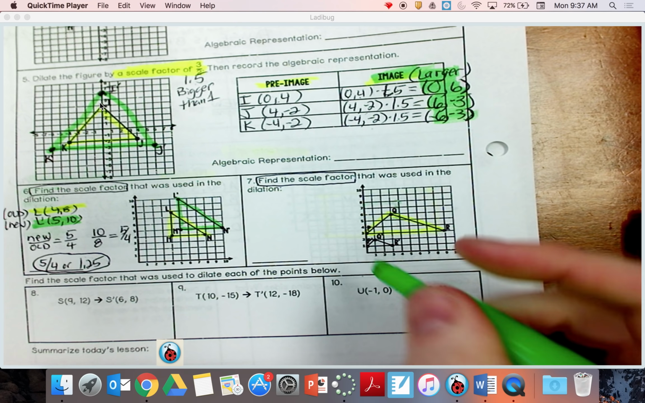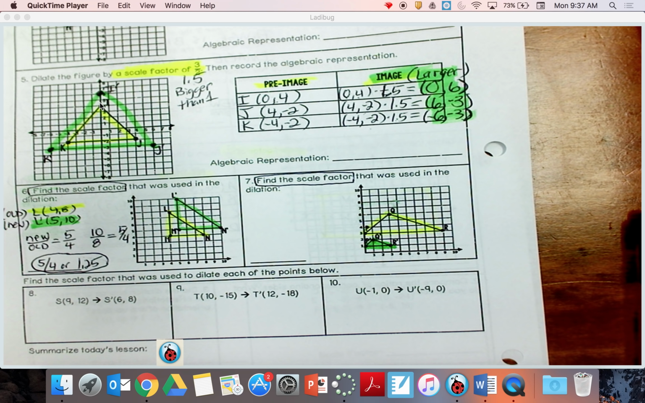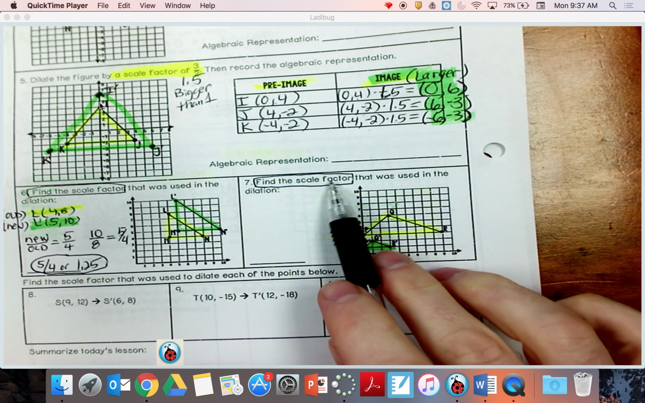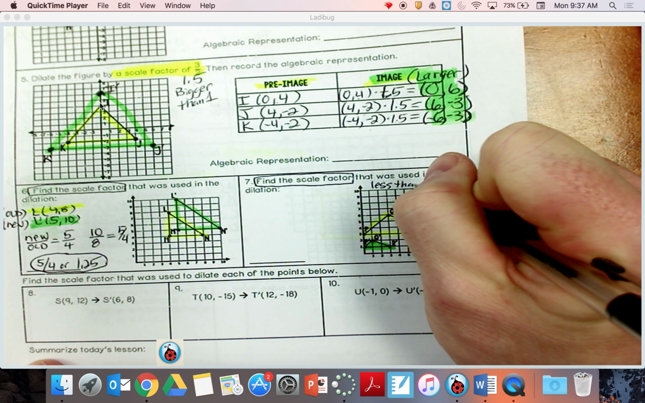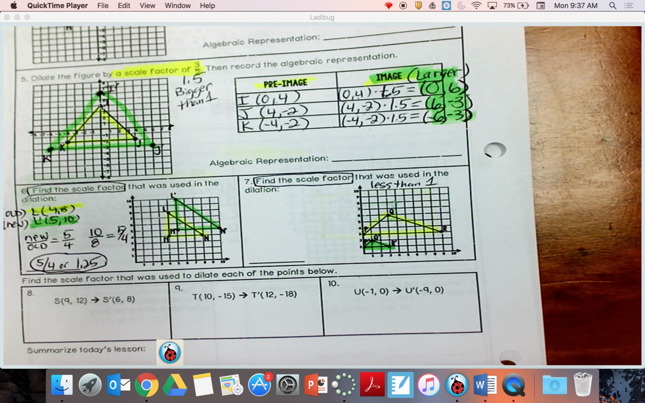And then I shrunk it to this green one. So that automatically tells me, since it's got smaller, my scale factor should be less than 1. So I'm going to get one that's less than 1 on this one, because I shrunk. So once again, I just need to find any 2 points here.